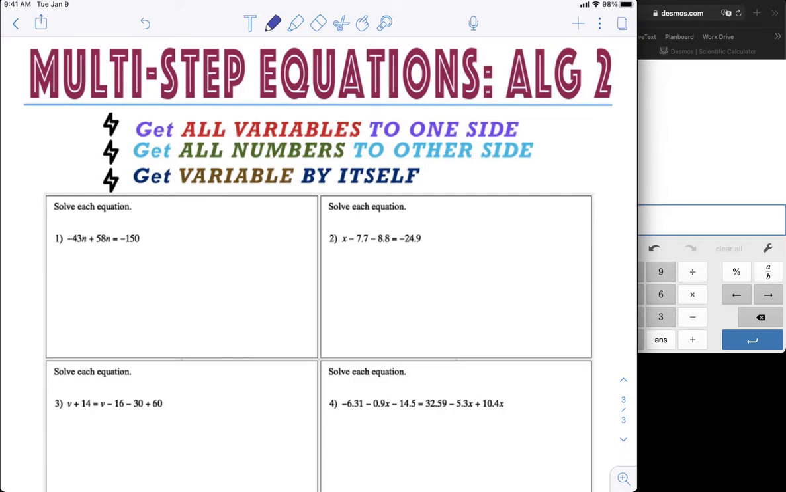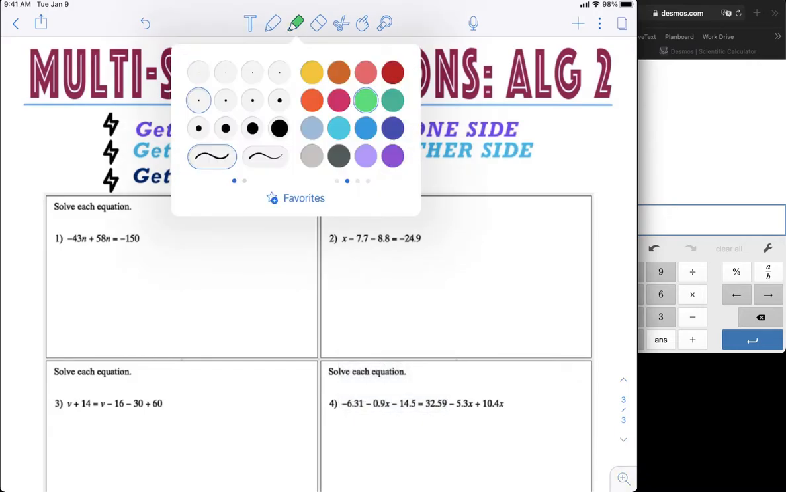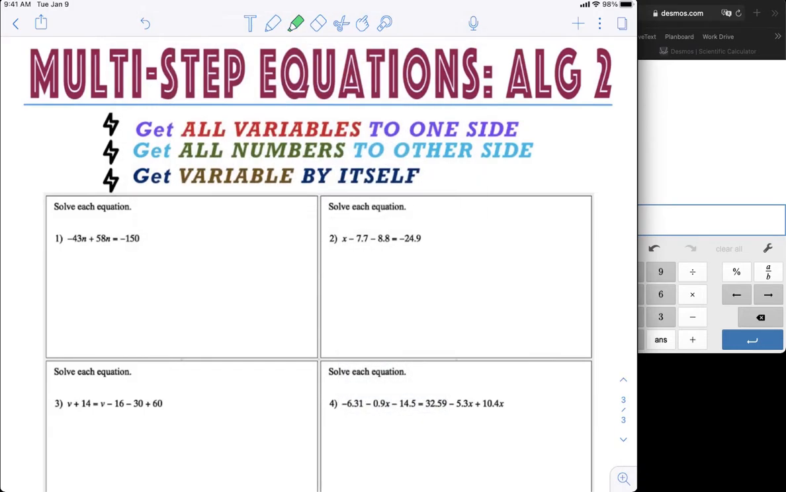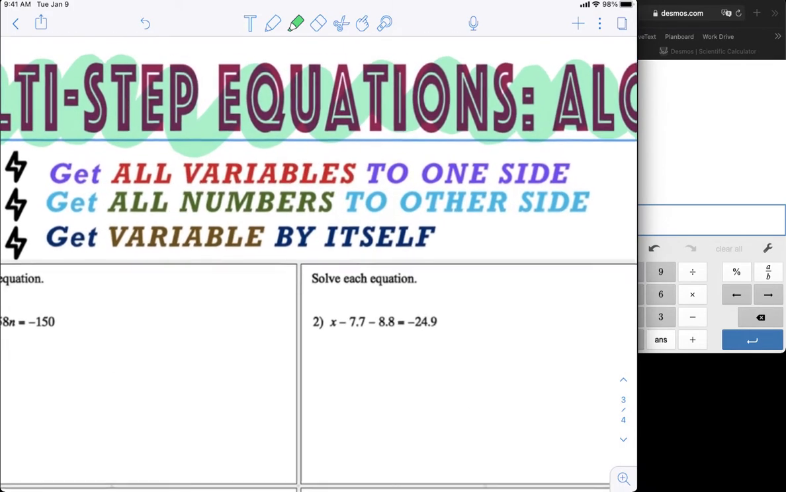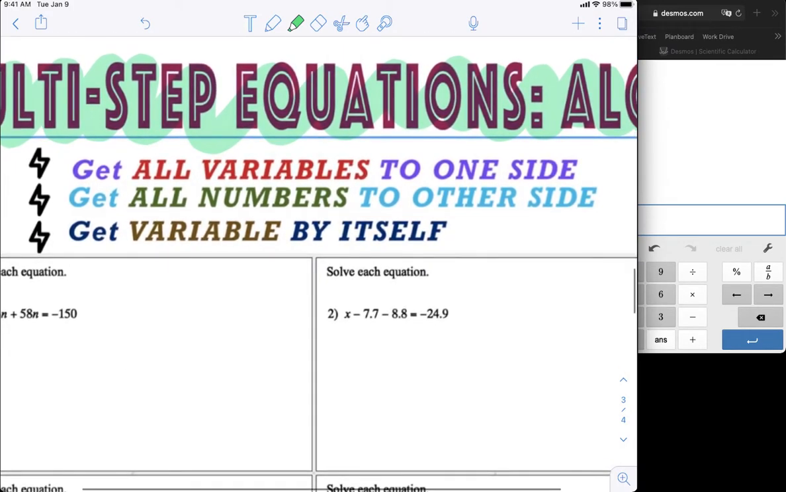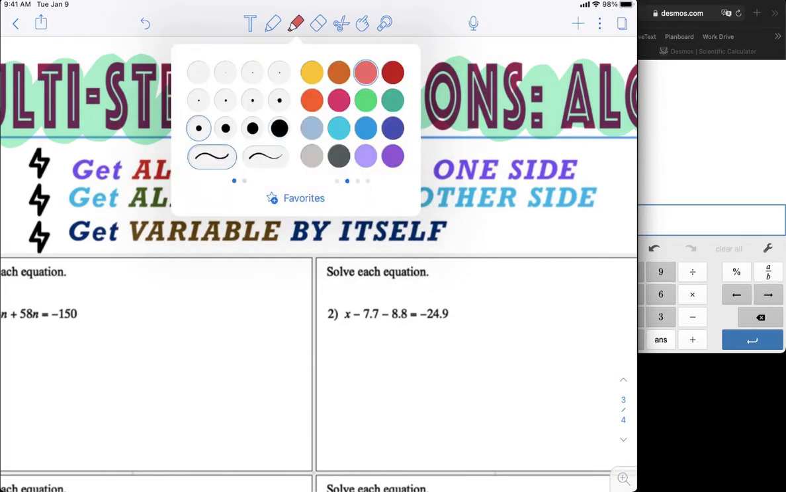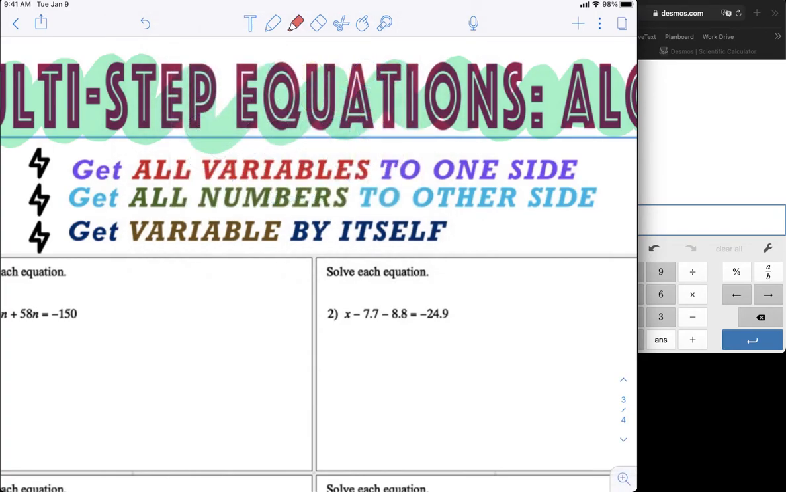So, always, first step is we identify the name of these notes. In this case, these are called multi-step equations, Algebra 2, right? So we're going to review multi-step equations, just as a refresher before we continue to some harder stuff. So, first thing we're going to do is see the bullet points.